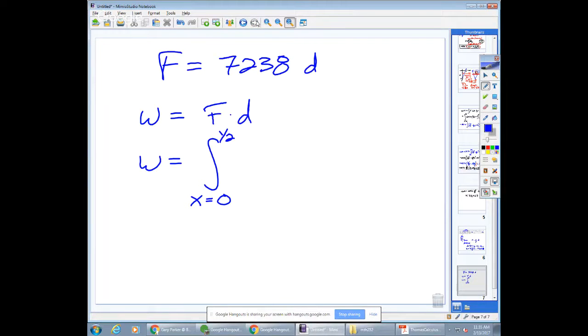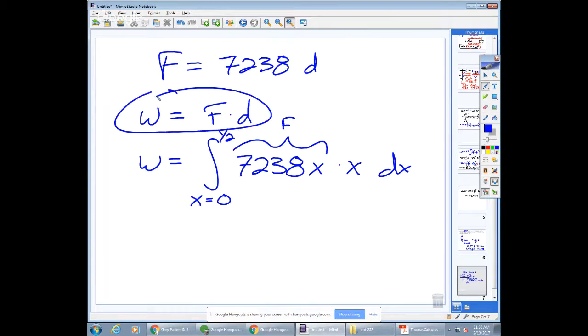So from 0 to 1/2 of our force, which is 7,238 times the distance x. That's my F. Work says you need to multiply that force by the distance, which is another x, dx. Everybody see where I'm coming up with those two different x's from? One comes from the force due to Hooke's law for springs. The other comes from the definition of work. Not too bad. We can easily do that.